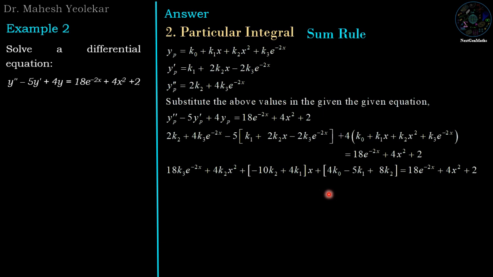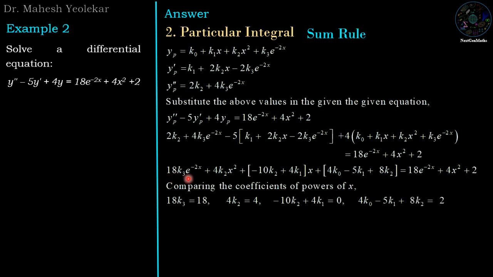If we compare the coefficients of e power minus 2x and the powers of x, we have 18k3 e power minus 2x compared with 18 e power minus 2x, so 18k3 equal to 18. Now the coefficient of x square is 4k2 on the left hand side and 4 on the right hand side, so 4k2 equal to 4. The coefficient of x and the constant term give the equations minus 10k2 plus 4k1 equal to 0 and 4k0 minus 5k1 plus 8k2 equal to 2.